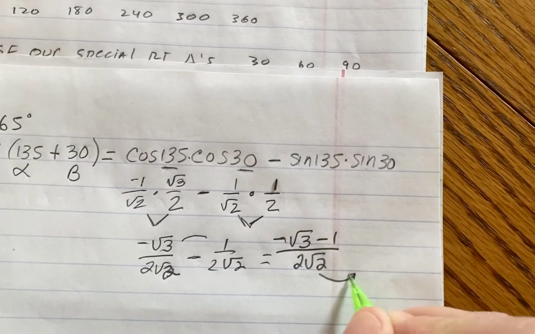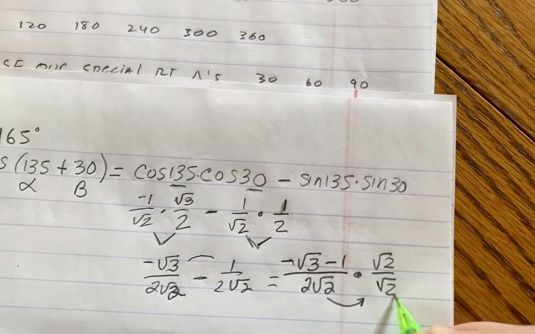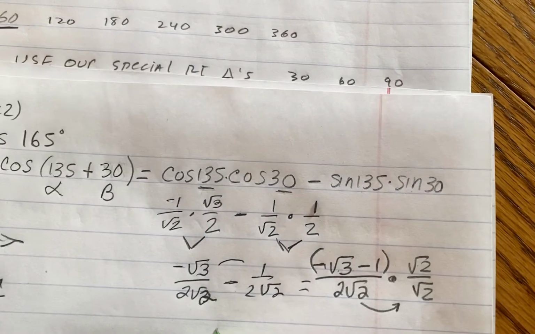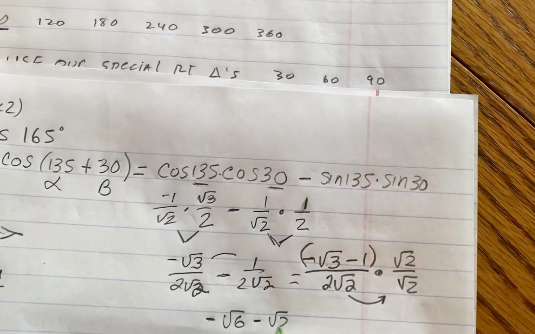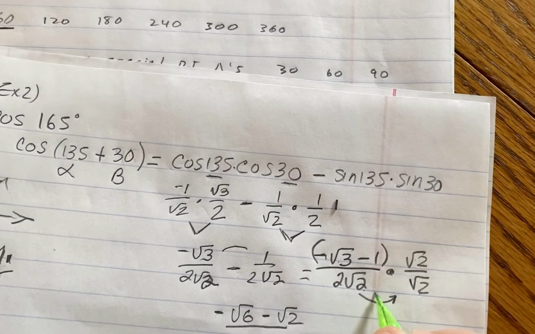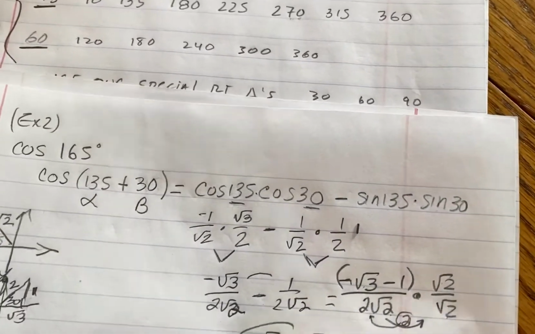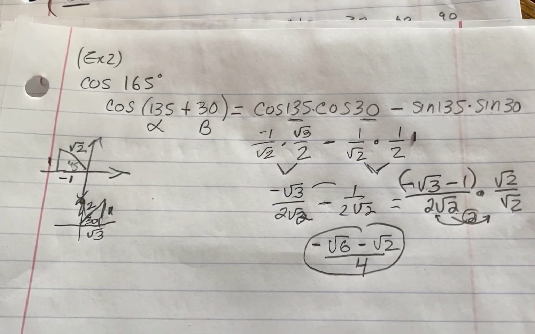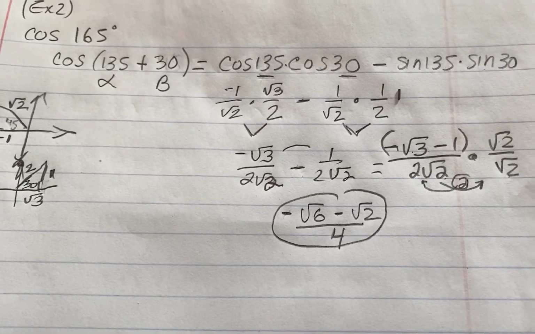As in the previous example, we'll rationalize the denominator, multiplying by a radical 2 over radical 2. Use your distributive property, and we will be done shortly. Again, the square root of 2 times radical 2 is the square root of 4, which is 2, and multiply that 2 times 2. So the cosine of 165, using a sum identity, is the ratio given below.